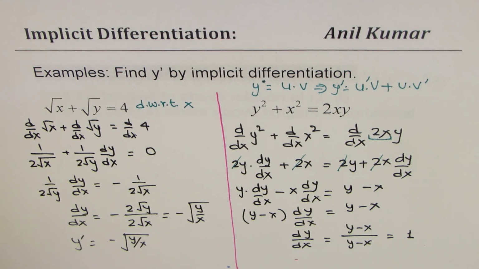So you can always find the derivative even without explicitly writing an equation in terms of a variable, correct? So let's move on.